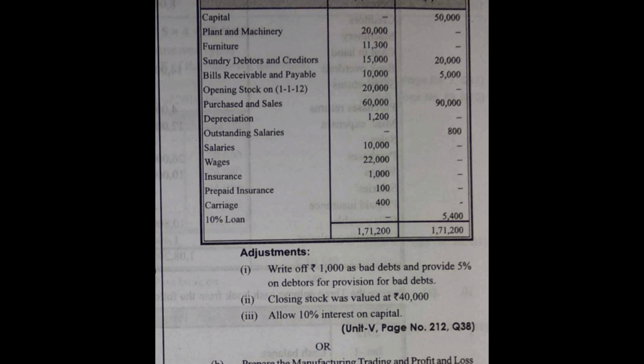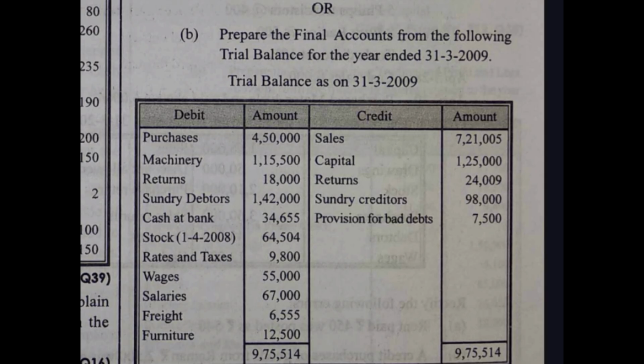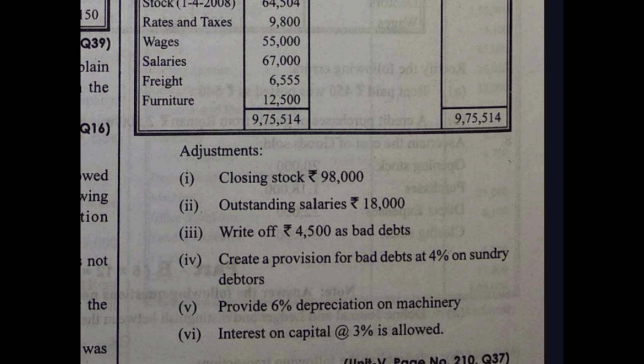Closing stock is on the trading account credit side and balance sheet asset side. Next we have interest on capital. What is the capital amount? 50,000. 50,000 into 10%, the sum is 5,000. That 5,000 we need to add on the liability side. So capital 50,000 plus 5,000, 55,000, plus net profit. Next, this is also an important question. Just practice this. Interest on capital will be calculated on the capital amount only.